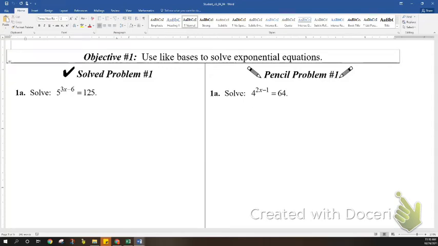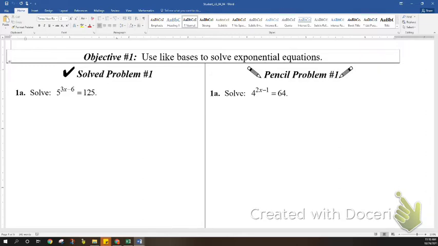Okay, so in lesson 4.4, we're going to start solving logarithmic and exponential equations. Our first objective says we're going to use like bases to solve exponential equations. We saw that the other day when we were solving some stuff: as long as we could get the bases equal, then we could just ignore our bases and work on our exponents. So that's where we're going to go here.